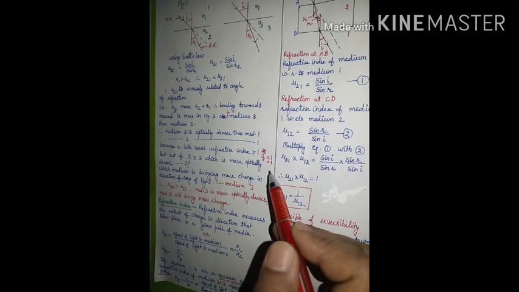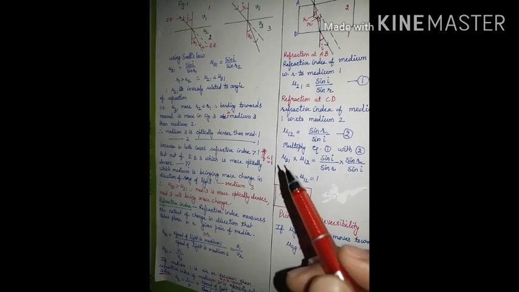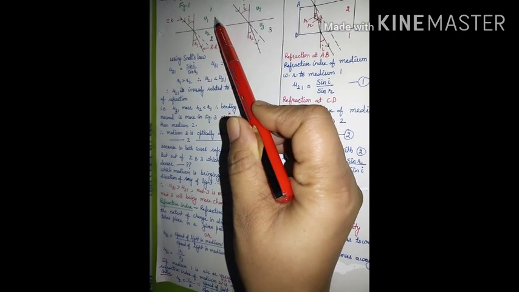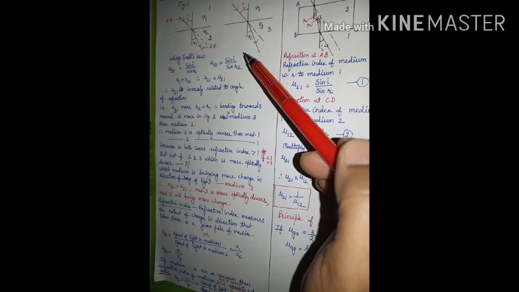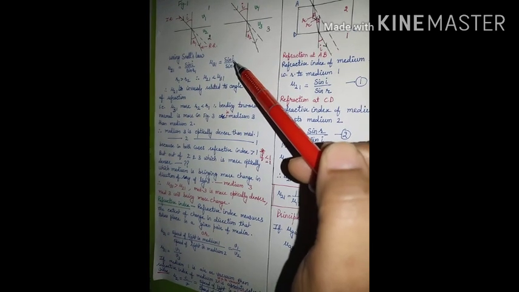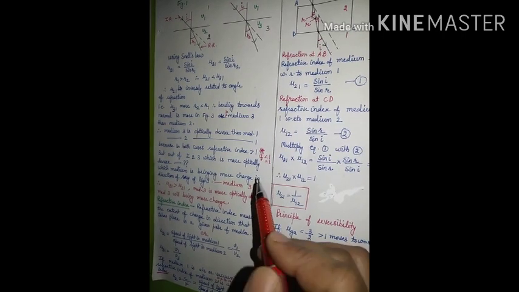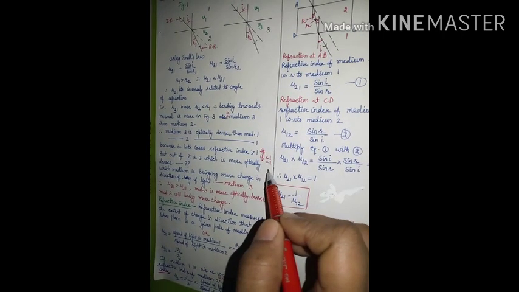Then my question is, if the refractive index of the second medium with respect to the first medium is equal to 1, then what will happen? Now, to get an idea for the answer to this question, you can watch another video.